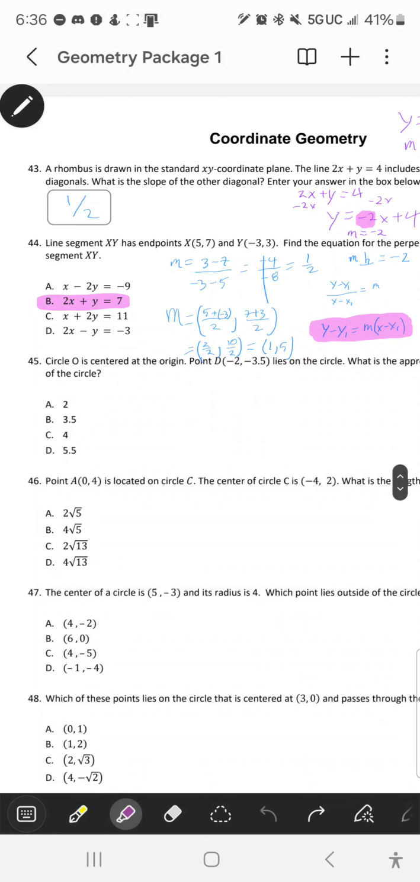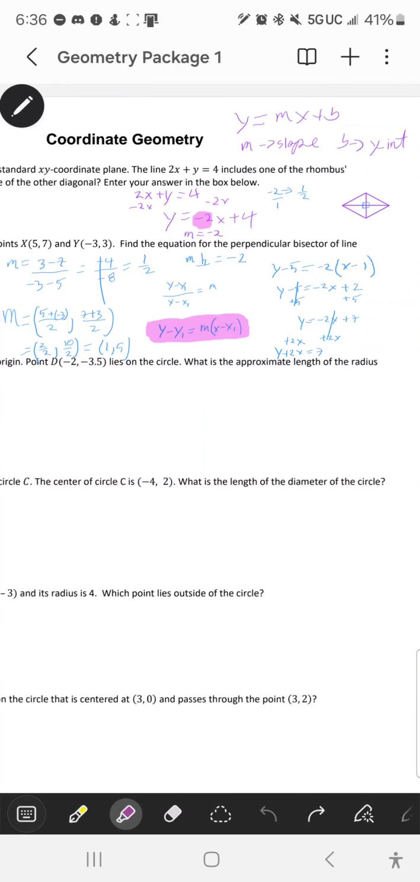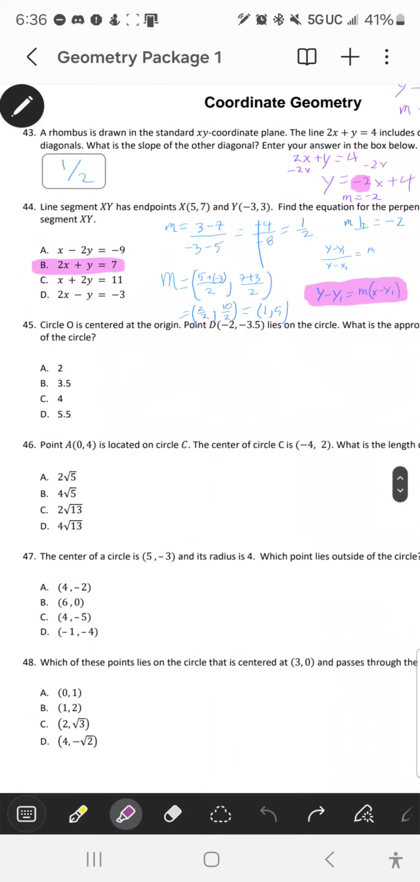Now, circle O is centered at the origin. Point D, (-2, -3.5), lies on the circle. What is the approximate length of the radius of the circle?